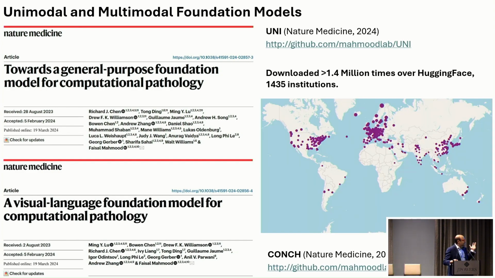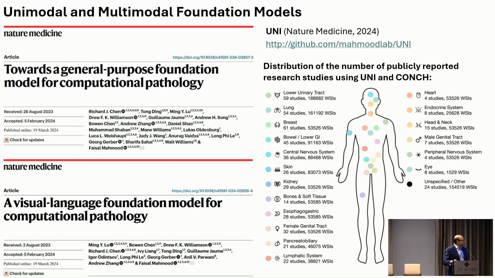So we made these available, and they've been downloaded over 1.4 million times over Hugging Face, and have already been used in over 600 different studies, basically applied to every major organ system, which was very exciting to see, what kind of impact these models have had.